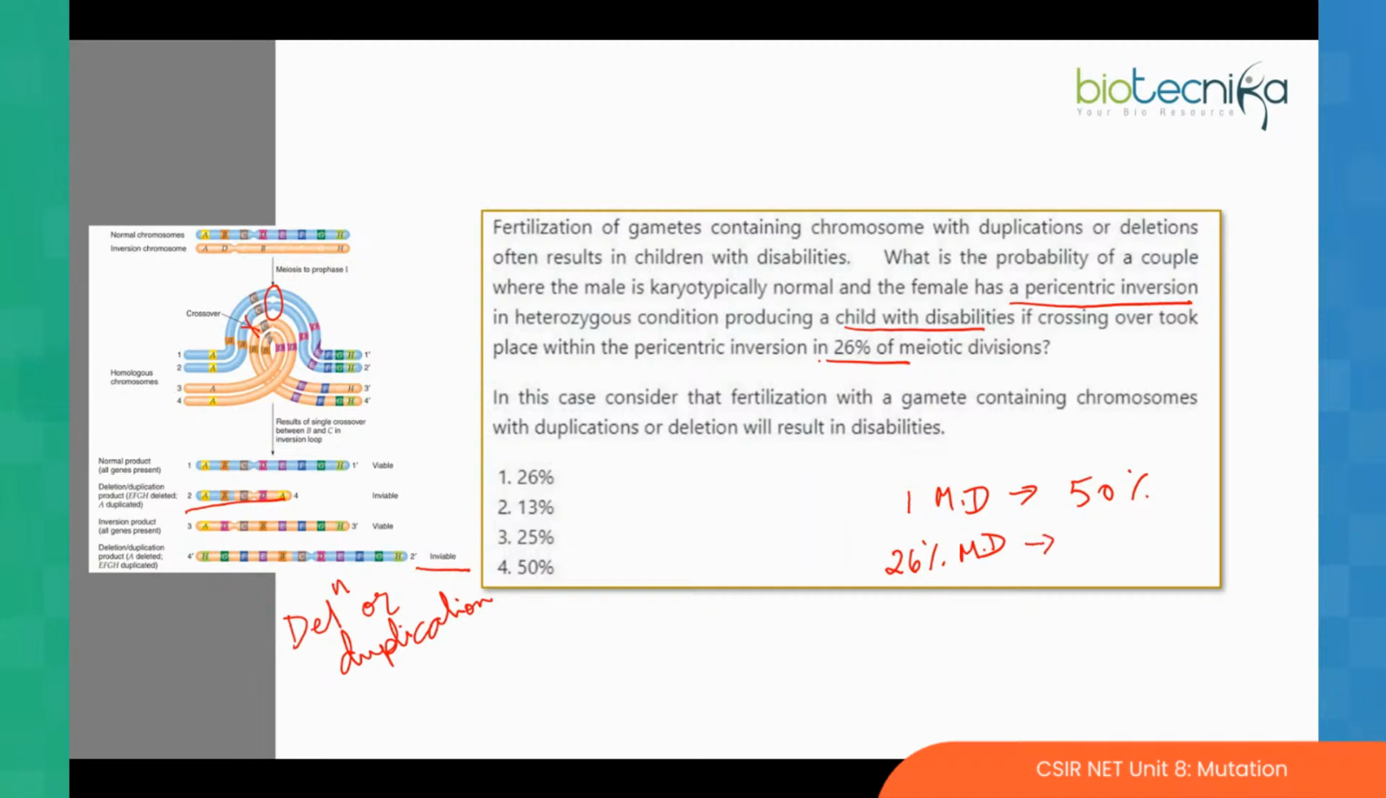then how many gametes will be inviable, or will be having this deletion or duplication? So it will be 50% of 26%. So basically it will be 26% divided by 2, which will be 13%. So 13% will be the answer. So I hope all of you understood. Did you all follow? So concept is same, idea is same. The previous question was statement based, this one is mathematical.